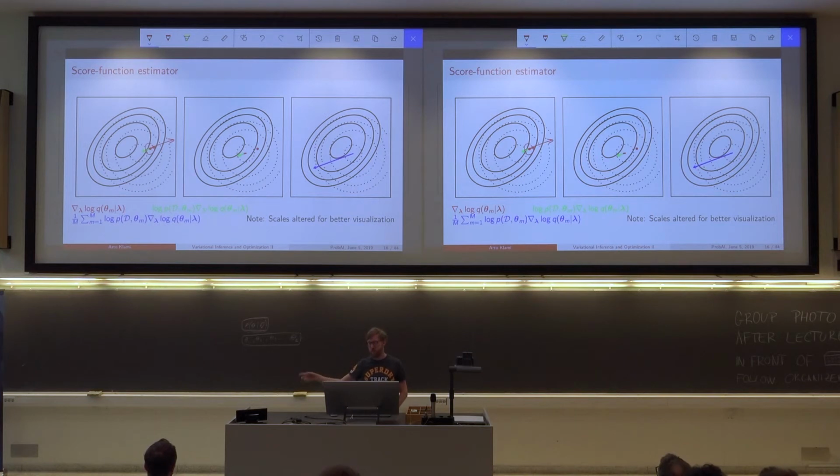The rightmost plot is going to be the actual estimator that's based on averaging multiple of these samples. The scaling is slightly different. Here it's just averaging over this one sample that we've drawn, and the scaling is slightly different so that we see more details.